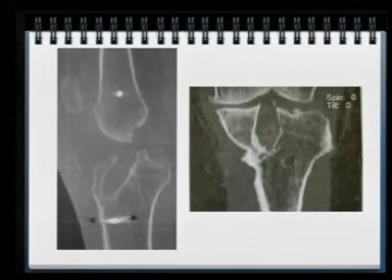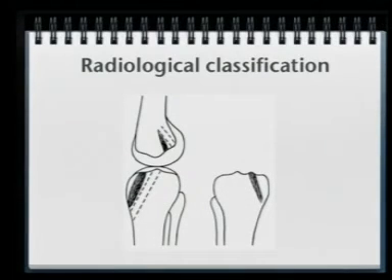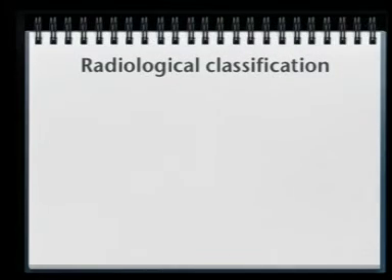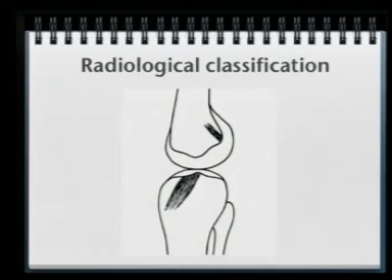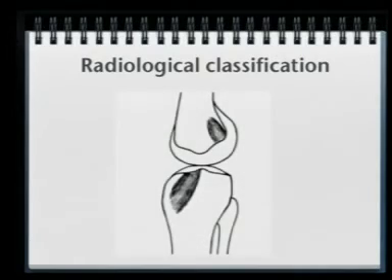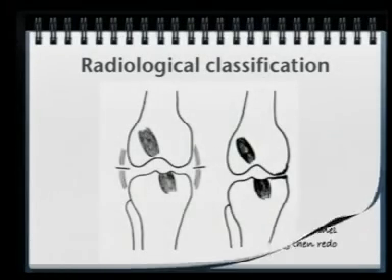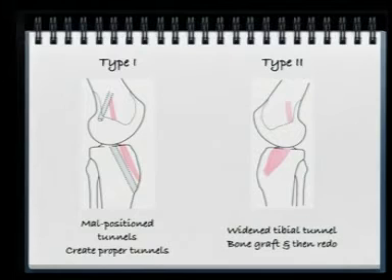We routinely do a 3D CT scan in all our patients to find out tunnel widening, and then you have a radiological classification of the type of failure: type 1, type 2 where the tibial tunnel is enlarged, type 3 where you have enlargement of both the tibial and femoral tunnels, and type 4 where you have enlargement along with associated instabilities.